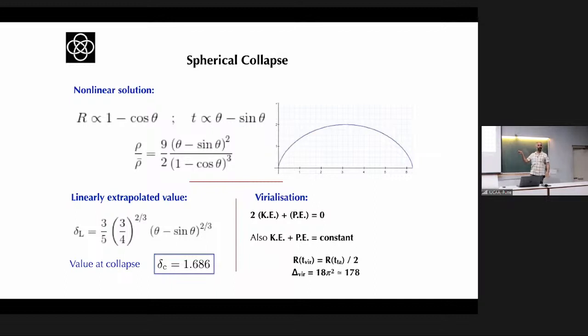That I can parameterize this solution in terms of an auxiliary angle-like variable. It's not a real angle. It's an auxiliary variable, theta. And I will get a solution which looks like t proportional to theta minus sine theta, R proportional to 1 minus cos theta. And if I plot it, it looks like this. Right? So imagine this is the height of the stone as a function of time. What will happen to the height of the stone if I give it an initial kick? It will go up, it will reach a maximum value, it will come back down. Okay, perfectly symmetric in time.